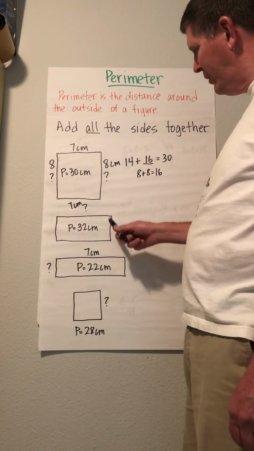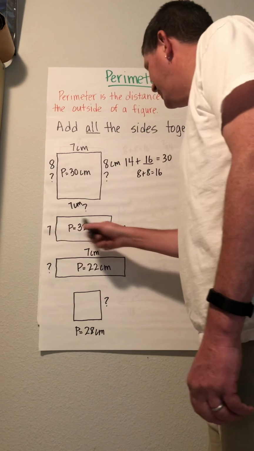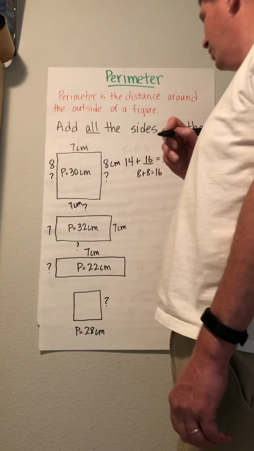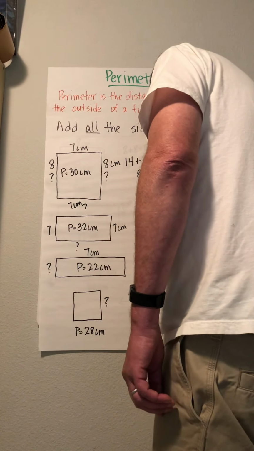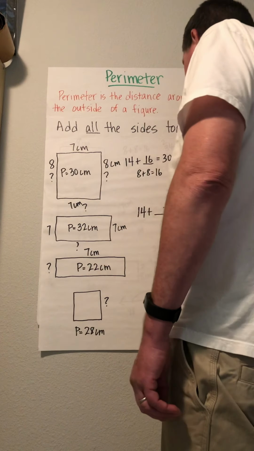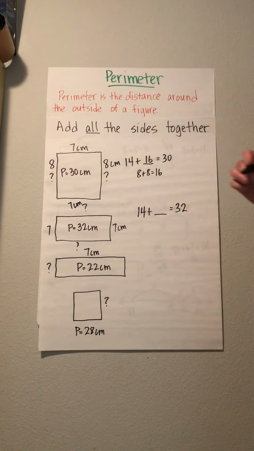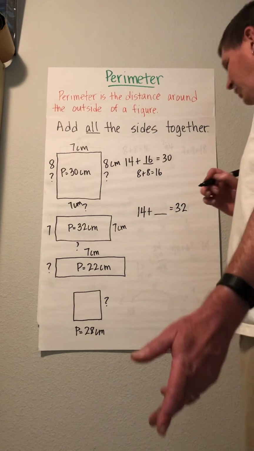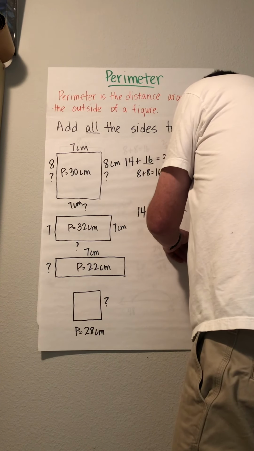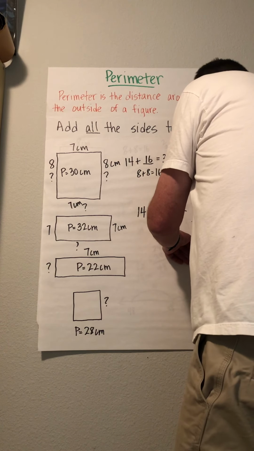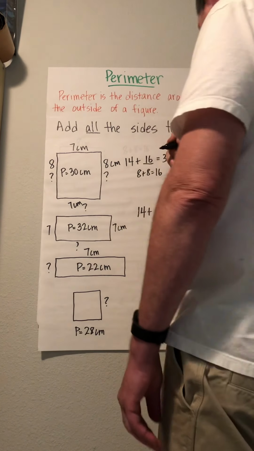We have 7 centimeters here. We have, I don't know, centimeters here. This is 7 because it's the opposite side, and this one, again, we don't know. So 7 plus 7 equals 14. So 14 plus blank equals 32. Okay. Now, to solve this one, I'm going to use subtraction. So I'm going to say 32 minus 14. So that becomes a 2, that becomes a 12, so that's 18. So this missing number here is 18.